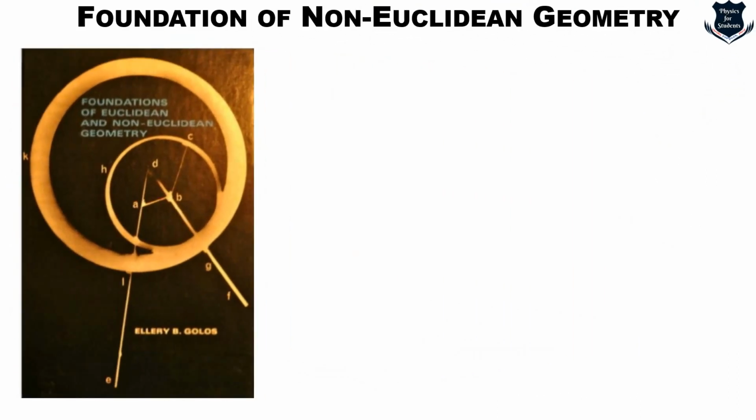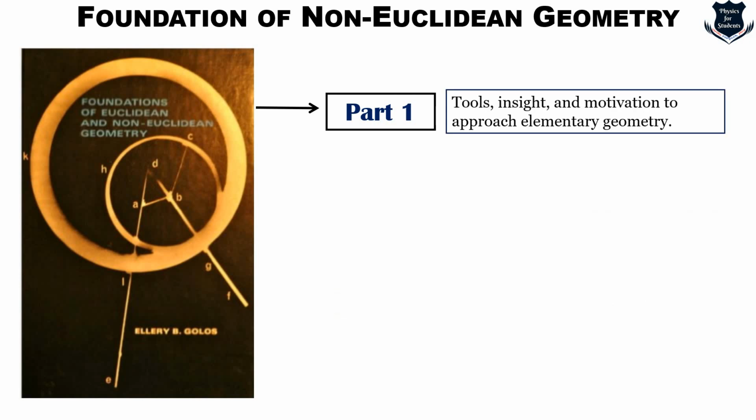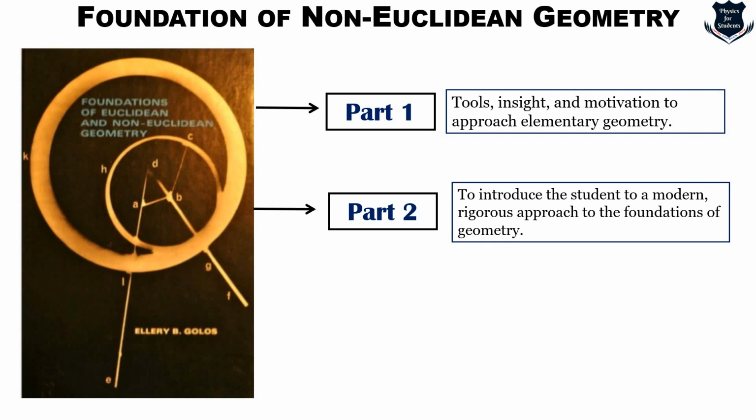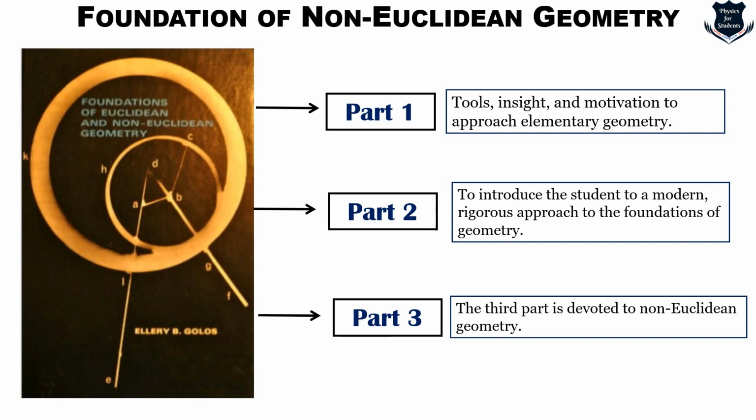Now, this is a tremendous arrangement, a great scientific way, so that the entire concept is clear. So, part 1 of this book deals particularly with the insights and motivation to approach elementary geometry. I mean to say, students often fail and they feel demotivated: why should I learn geometry? This part explains and gives you a lot of motivation to learn. The second part is to introduce the student to a modern rigorous approach to the foundations of geometry using notations, etc. And the third part is devoted to non-Euclidean geometry.